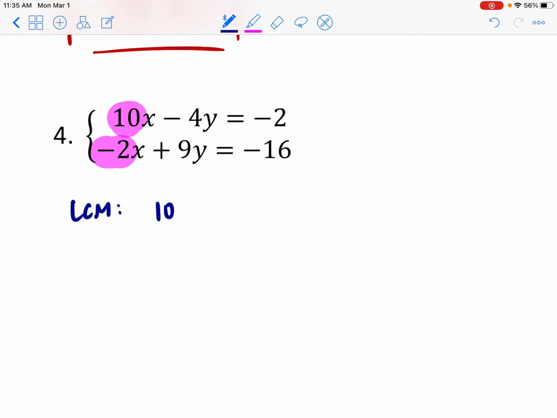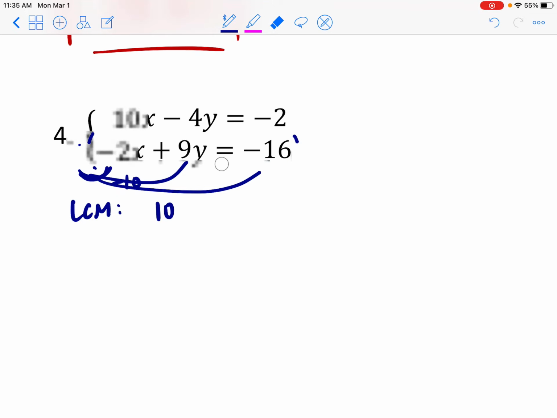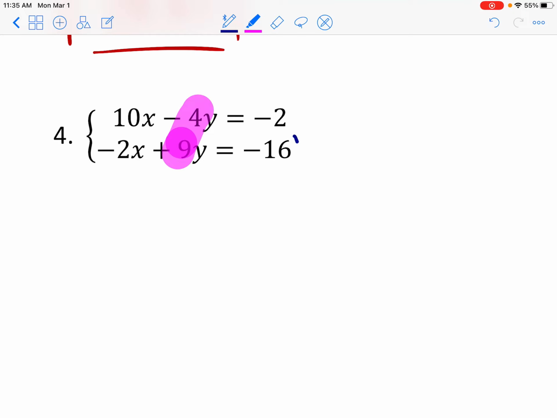Well, one of them is already a positive 10. So the only thing I would have to do is take the second equation and multiply it by 5 to make the other one the negative 10. Okay, now I would have to multiply the whole equation, but you can see I would only have to multiply one equation. Now, if we look at the y's, the coefficients here being 4 and 9, the least common multiple for 4 and 9 is 36. It's like when you're looking for a common denominator, okay? The smallest number that 4 and 9 both divide into is 36.